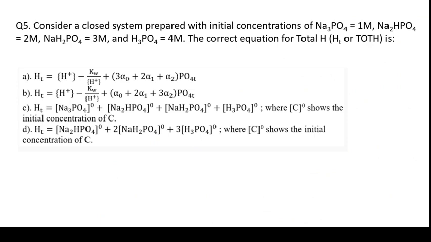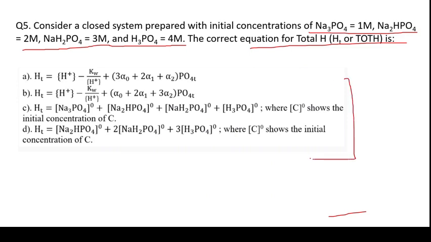We'll see the next question. Consider a closed system prepared with initial concentration of Na3PO4 as 1 molar and Na2HPO4 as 2 molar, NaH2PO4 as 3 molar and H3PO4 as 4 molar. What is the correct equation for total H, HT, among these? Please solve this question. We'll see the solution in a while.